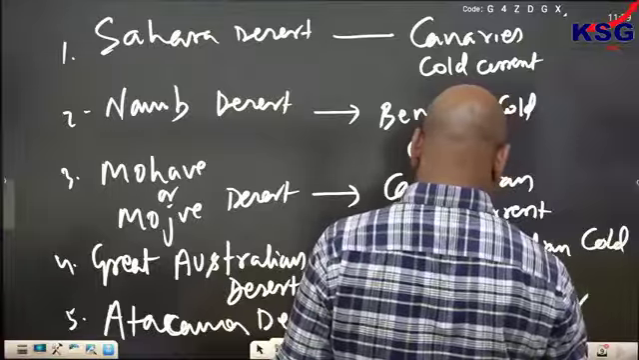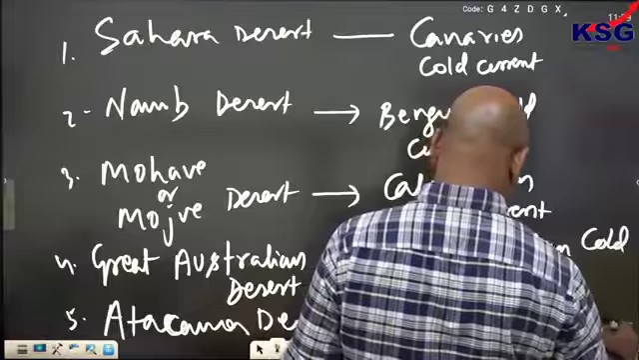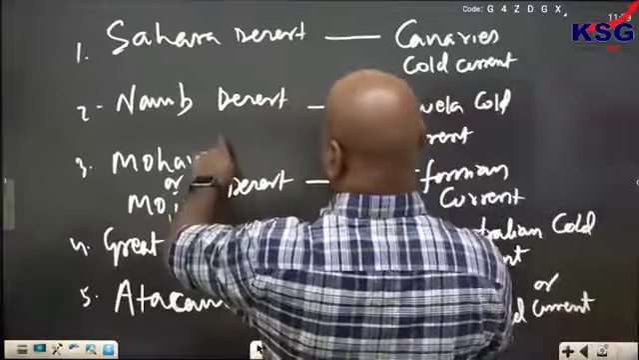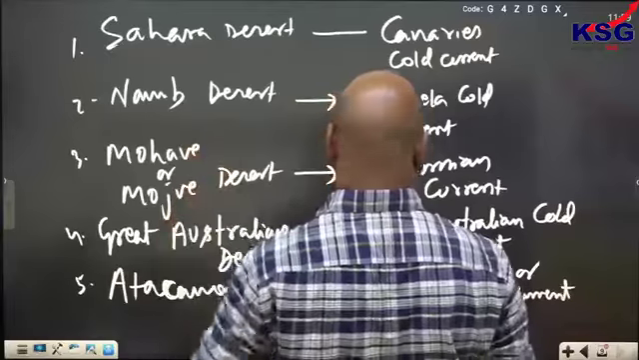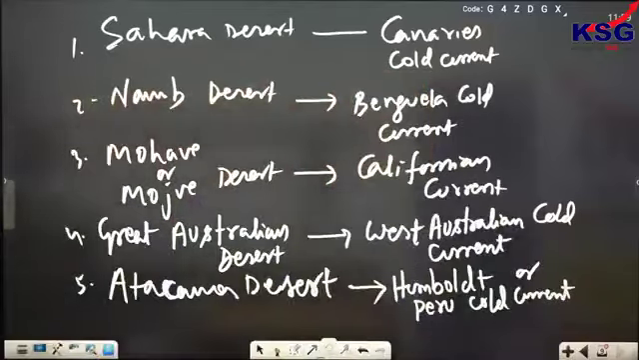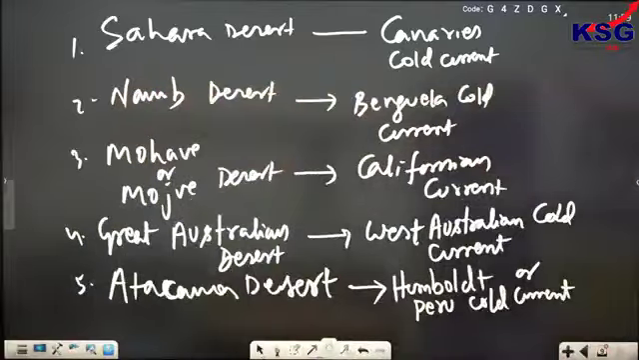Humboldt or Peru cold current. Can you just write down this? I'll locate it now, cold current wherever it is there. Sahara Desert, Canaries cold current. Any desert, any major deserts I am saying, not everywhere, major deserts are there.